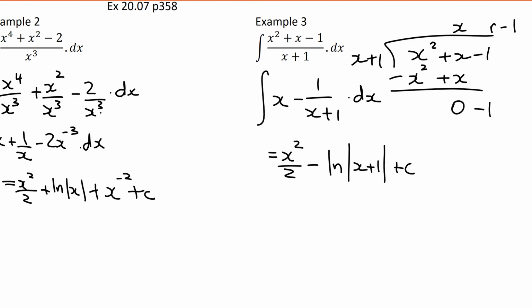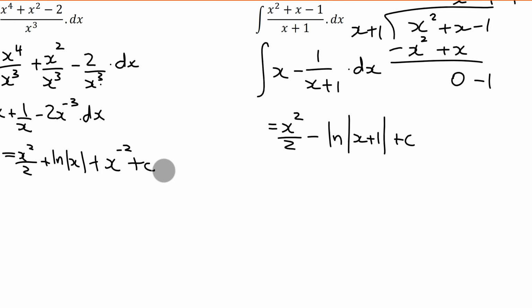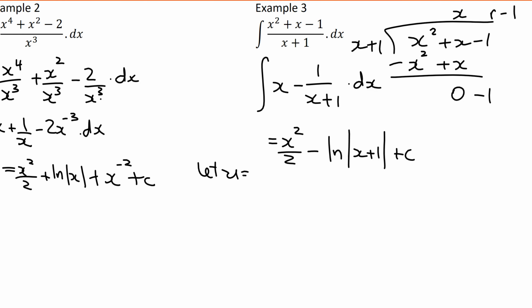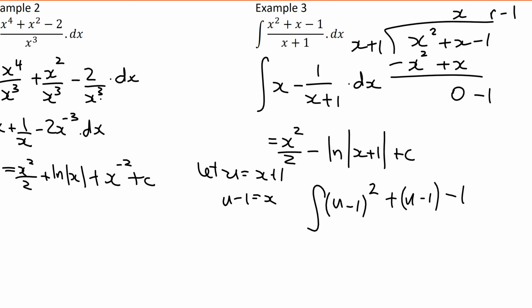Okay, so we're going to let u equal x plus 1. So now u minus 1 equals x. So now I'm going to integrate u minus 1 squared plus u minus 1, all over u, with respect to u. And that's going to get a little bit trickier to do. If it gets a little bit tricky like that, that's when I'm probably not going to use the substitution. But it'll still work. That'll get you the right answer.